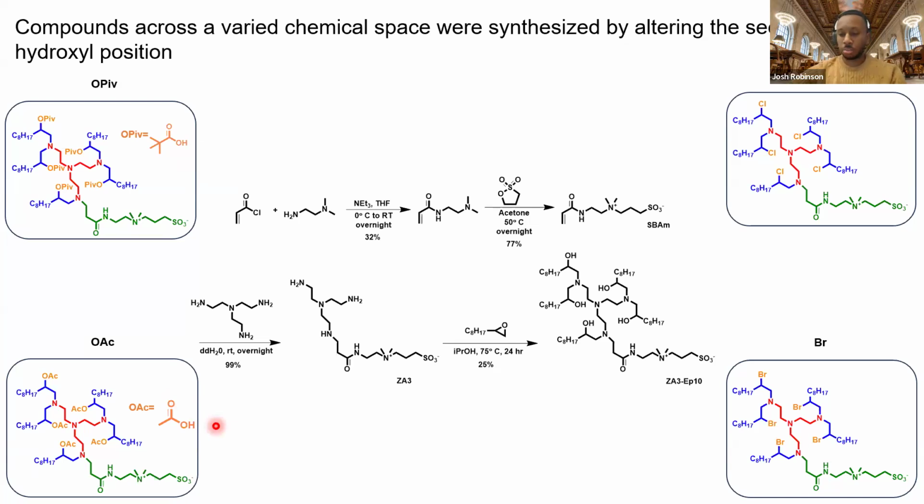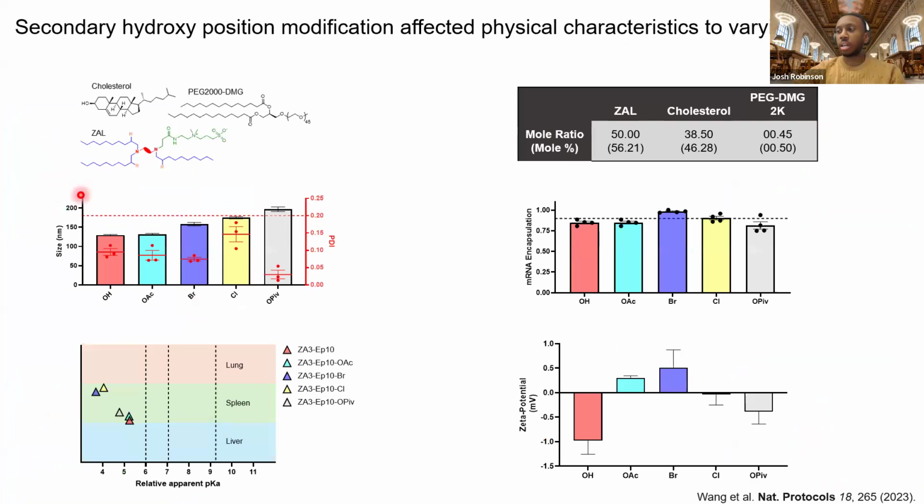With those derivatives in hand, we went ahead and formulated them into 3-component LNPs. These are the 3 components: you have your ZAL, PEG, and cholesterol, and then the mole ratios and mole percents. From there, we did a pretty standard physical characterization, looking at size and PDI, and this is where we start seeing some degrees of change.